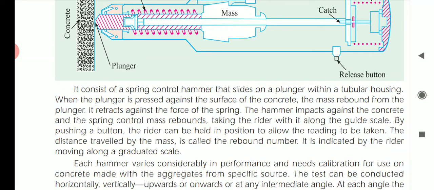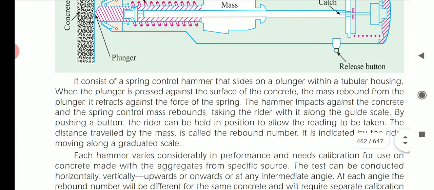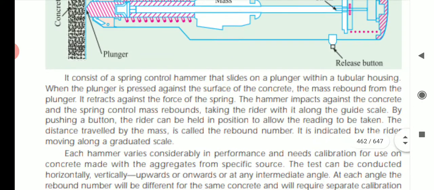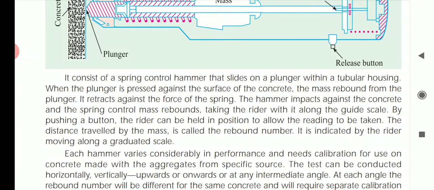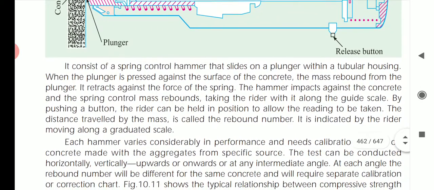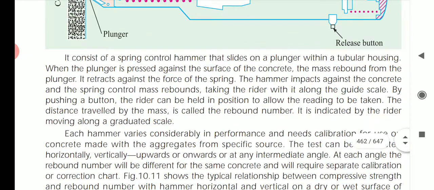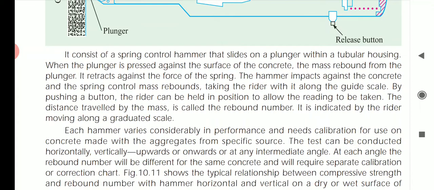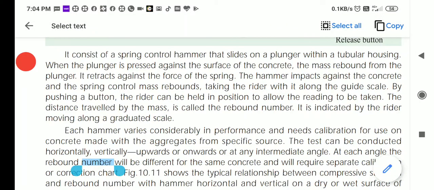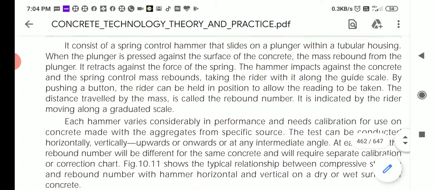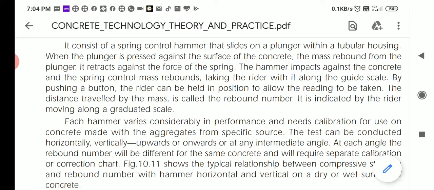It consists of a spring controlled hammer mass that slides on a plunger within a tubular housing. When the plunger is pressed against the surface of the concrete, the mass rebounds from the plunger. It reacts against the force of the spring. The hammer impacts against the concrete and the spring controls the rebound, taking the rider along the guide scale. By pushing the button, the rider can hold its position to allow the reading to be taken. The distance traveled by the mass is called the rebound number and is indicated by the rider moving along the graduation scale.